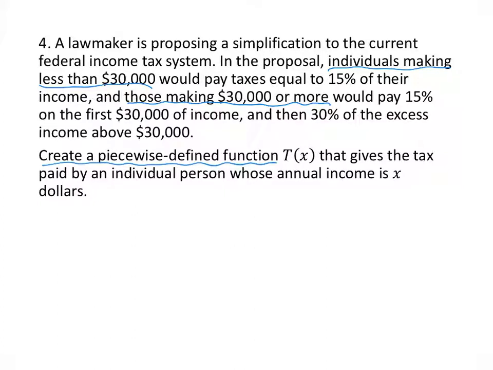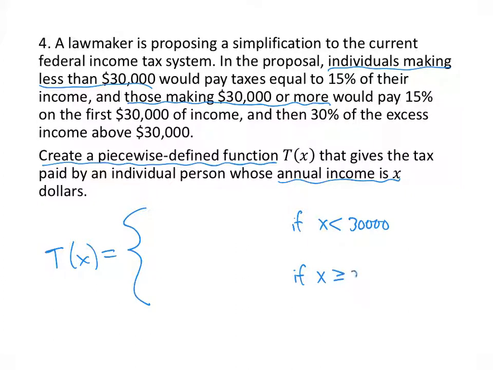And so just that is enough for us to know at least what the two cases are for our piecewise defined function. Because one case is individuals making less than $30,000. The annual income is X, so that would be if X is less than $30,000. And then the other case is for individuals making $30,000 or more. That represents X greater than or equal to 30,000. And so now all we have to do is read the descriptions of what we do in each of those cases and then figure out the formulas.